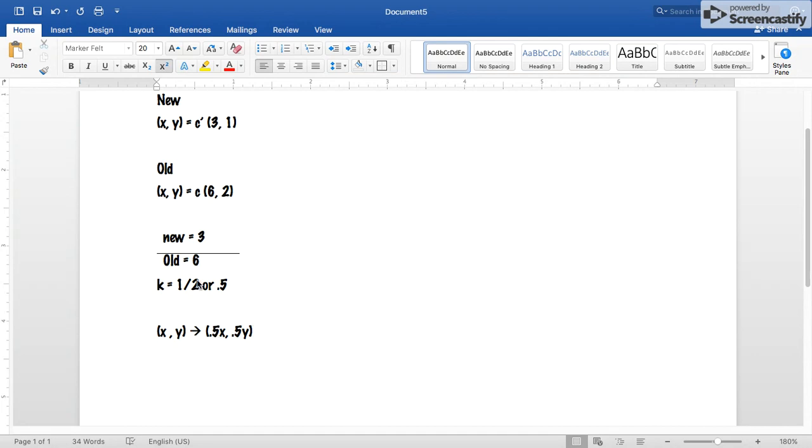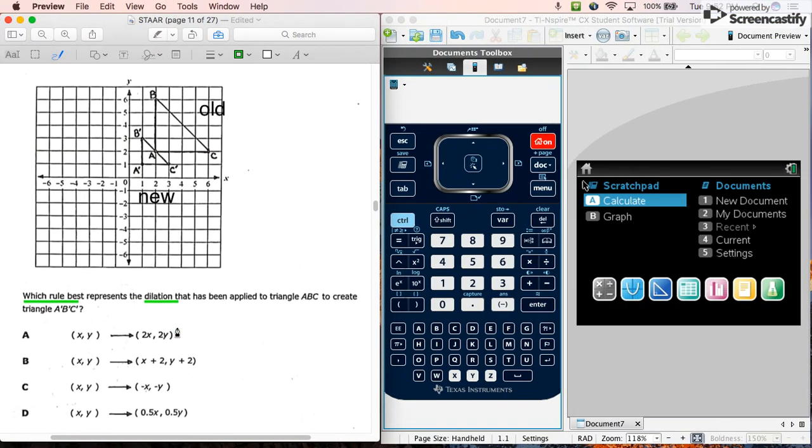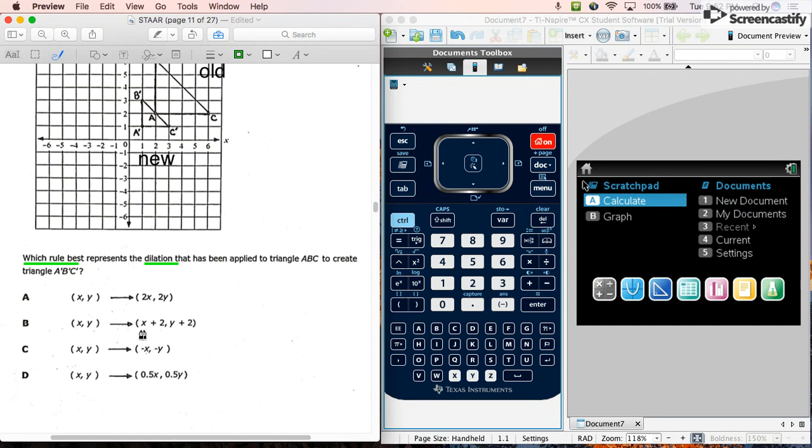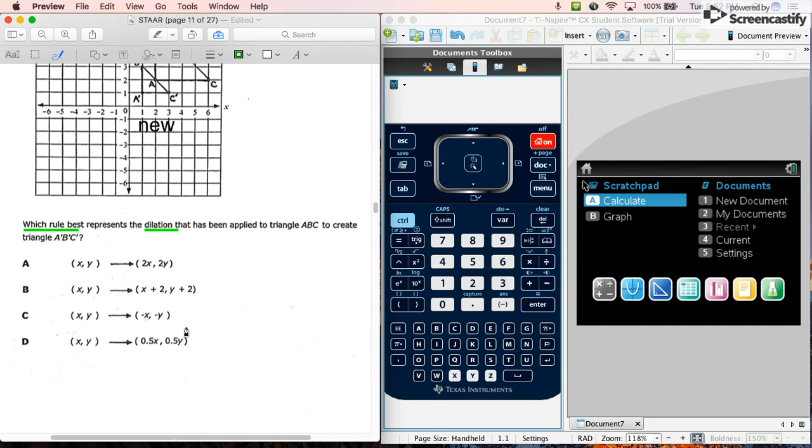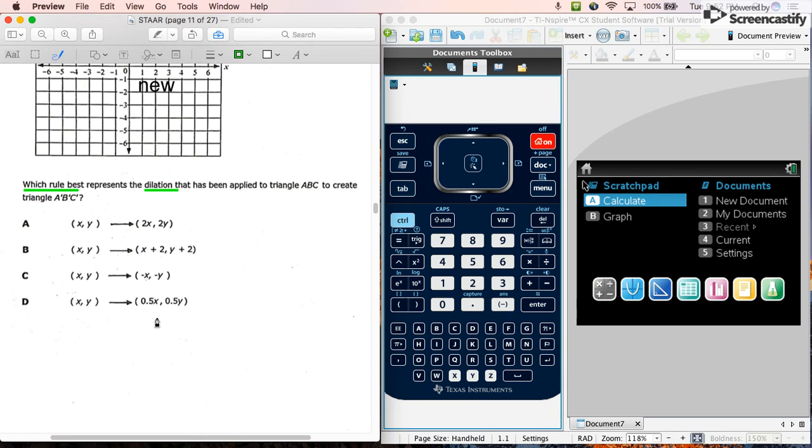So now let's go ahead and see which rule matches what we just found. It can't be A because it's a scale factor of 2. That means it's going to get bigger and not smaller. It can't be B because X plus or minus something means a translation. And it can't be C because negative times X and negative times Y is some kind of rotation, reflection, or transformation, all right? So I know that my answer is D, and it did match up with 0.5x and 0.5y.